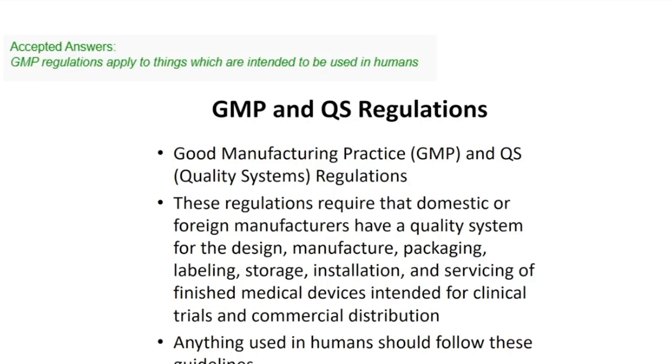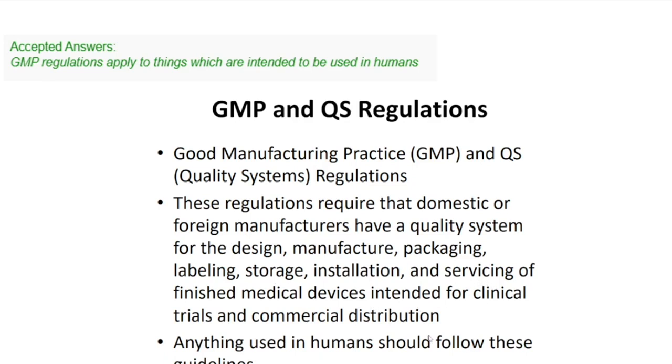So it will be the second option only. GMP regulations apply to things which are intended to be used in humans. So GMP and QS are good manufacturing practices and quality system regulations. So as you see, GMP is good manufacturing practices. So not only at the end, starting from the beginning, you have to take measures that everything is being followed in a proper way and the quality is ensured throughout the manufacturing processes. So these regulations require that the domestic or foreign manufacturers have a quality system for the design, manufacture, packaging, storage, installation, etc.